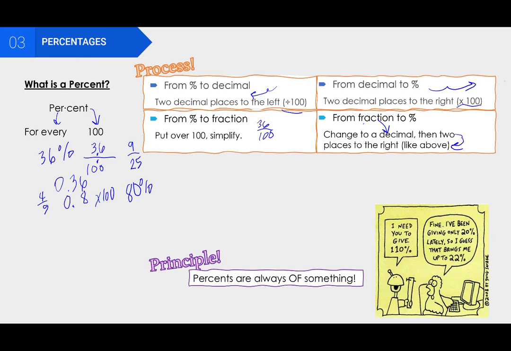Here's an example of that. The boss says, I need you to give 110%. Fine, I've only been giving 20%, so I guess that brings me up to 22%. He should have asked or clarified, there's 110% of something. So if it's of something, we should be able to find specific percents of something.